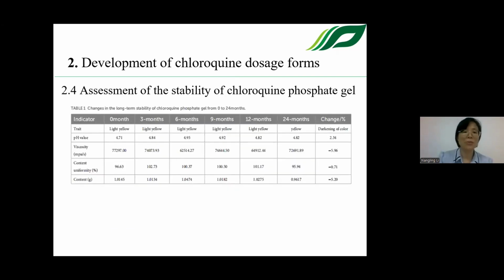After that, we did the assessment of the stability of the CQ gels from 1 month to 24 months. Every 3 months, we tested the pH, viscosity, content uniformity, and the content of the CQ gel. From 1 month to 24 months, there were only little changes in all these parameters. That means the CQ gel is stable for use in the future.